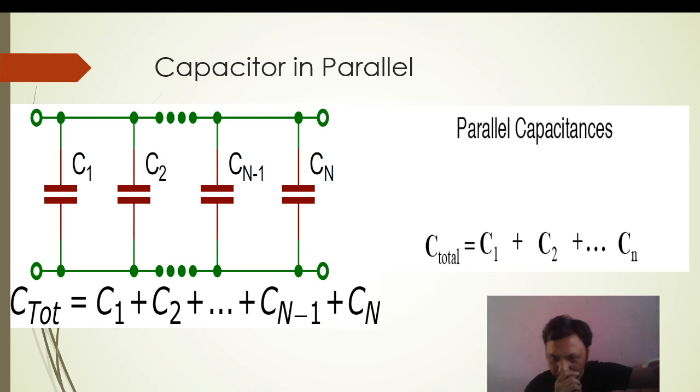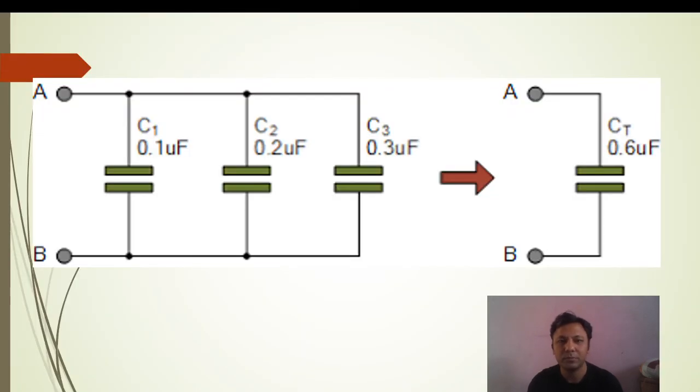C1 plus C2 plus C3. Okay, so don't be confused about these two topics. We understand these things by using an example. See, three capacitors are connected in parallel: 0.1, 0.2 and 0.3. When you sum all the capacitors, 0.1 plus 0.2 is 0.3, and 0.3 plus 0.3 is 0.6 microfarad. Okay, so this is a simple example to understand when the capacitor is connected in parallel.